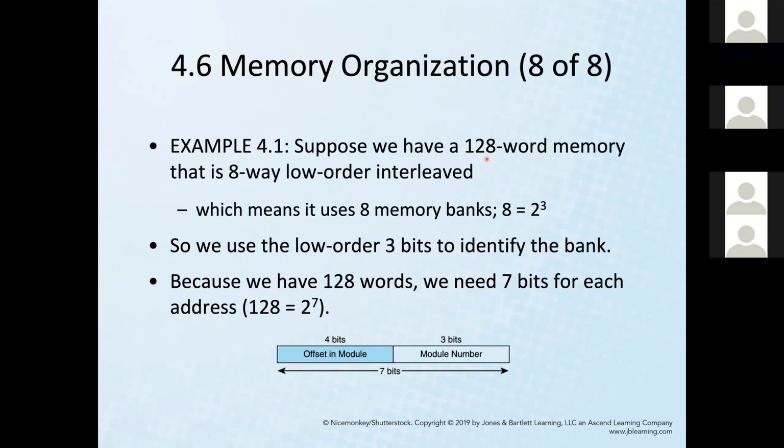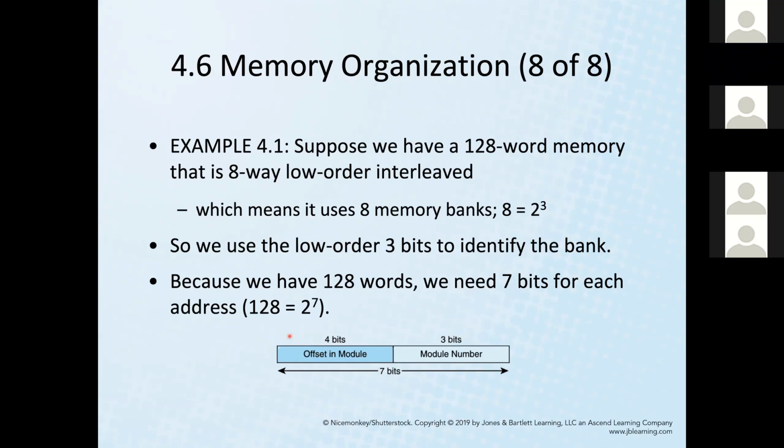Because it is 128 words, we need 7 bits. Because it's 8-way, it means that there are 8 chips. We need 3 bits to select one of those chips. Because it is low order, the right 3 bits will be used to select the module number, and the rest will be used to select the offset.